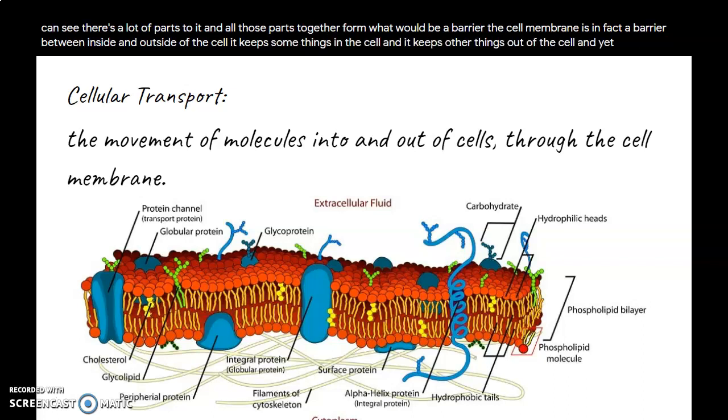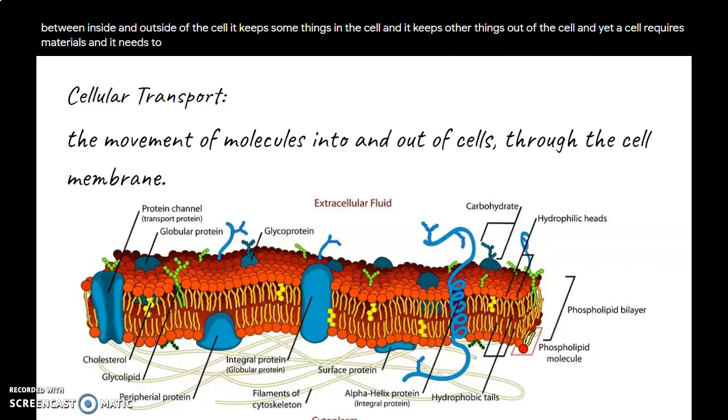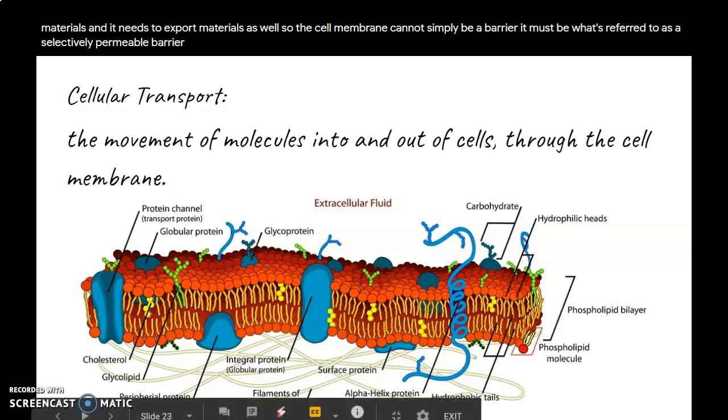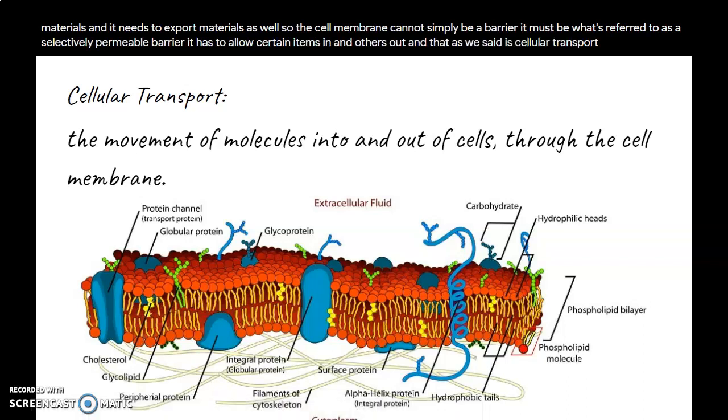And yet, a cell requires materials, and it needs to export materials as well. So the cell membrane cannot simply be a barrier. It must be what's referred to as a selectively permeable barrier. It has to allow certain items in and others out, and that, as we said, is cellular transport.